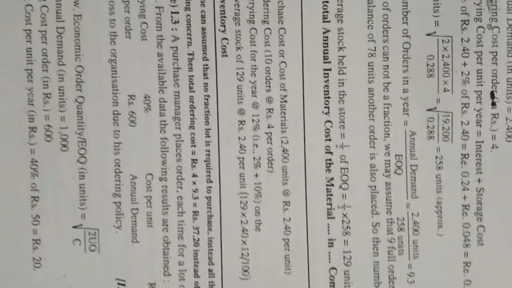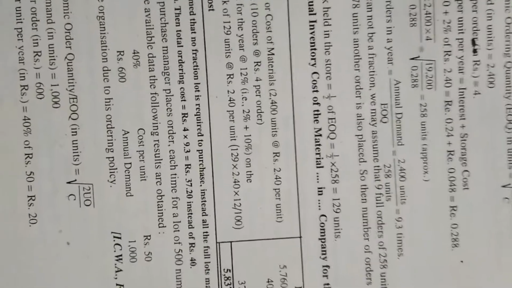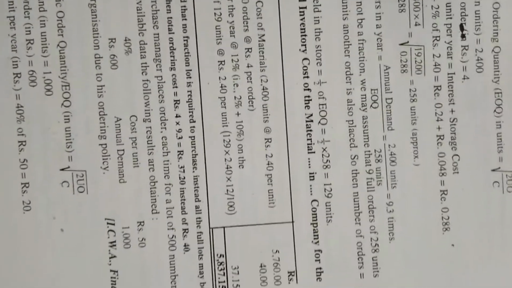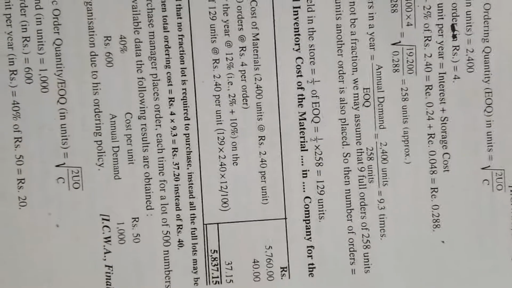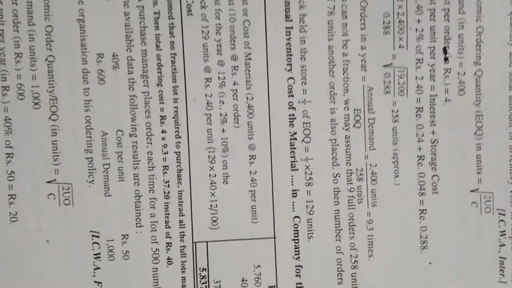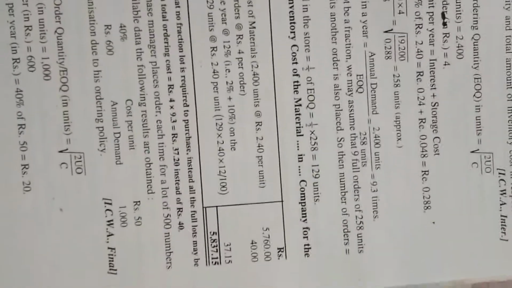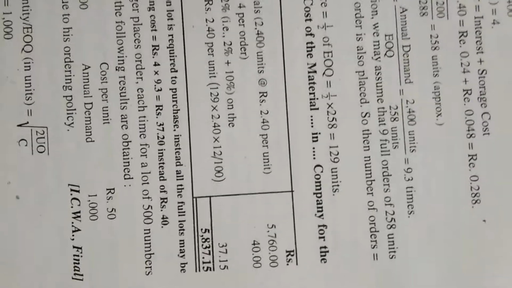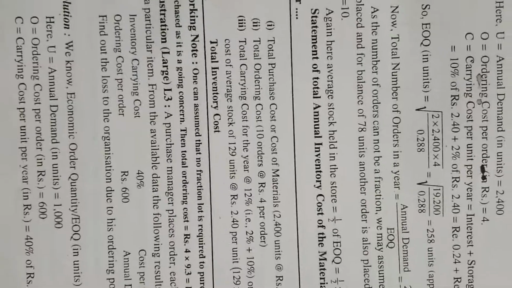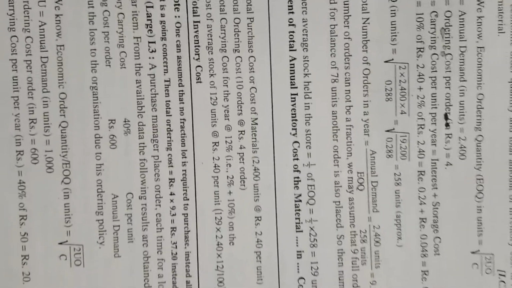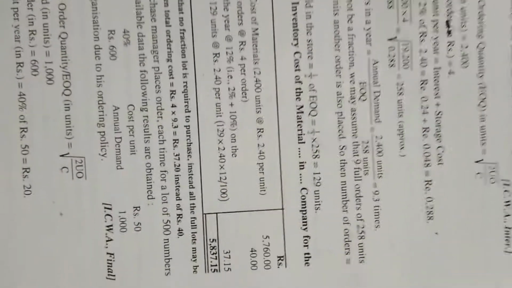Then the carrying cost, we have calculated carrying cost, the formula is EOQ by 2 into 0.288. EOQ by 2 means, what is EOQ by 2? EOQ actually came out as 258, by 2 into 0.288, it comes out as 137.15.